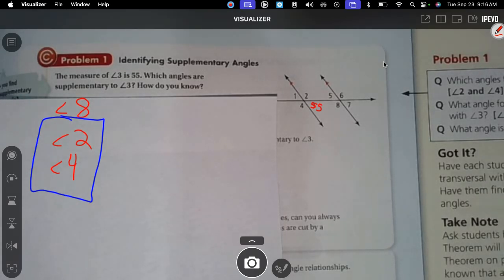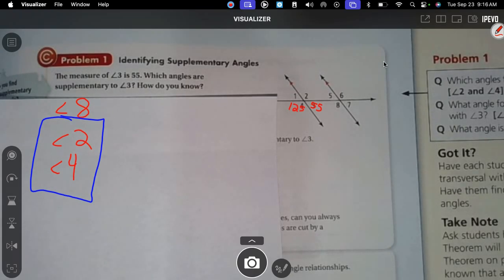So let's fill them in. If angle 3 is 55, can anybody tell me what angle 4 is? How do I find it? They add to 180, so we subtract. What is 180 minus 55? 125. Does everybody understand that angle 4 is 125?